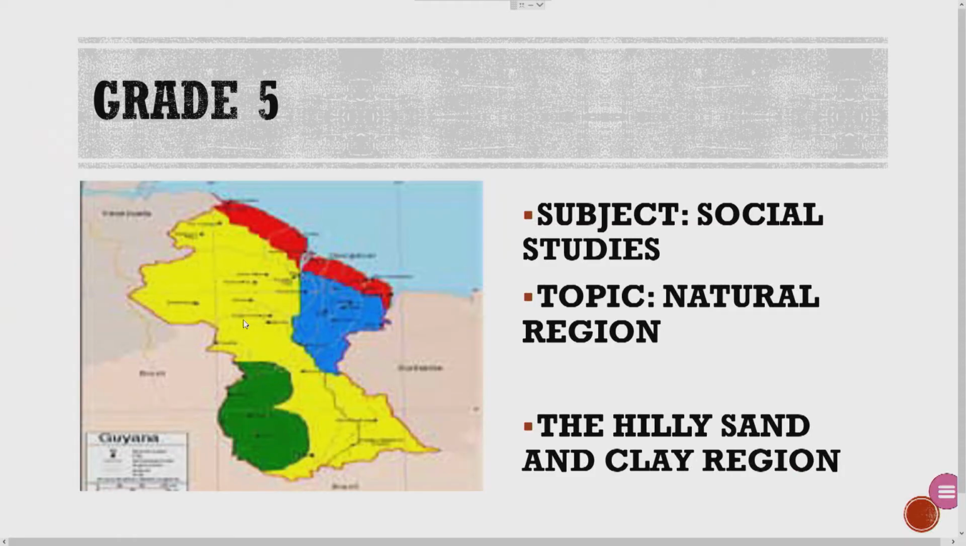I am Mrs. Parvati Kanai and our topic is natural region, specifically the hilly sand and clay region. We can see we have a map there and that map is showing us all 4 natural regions.